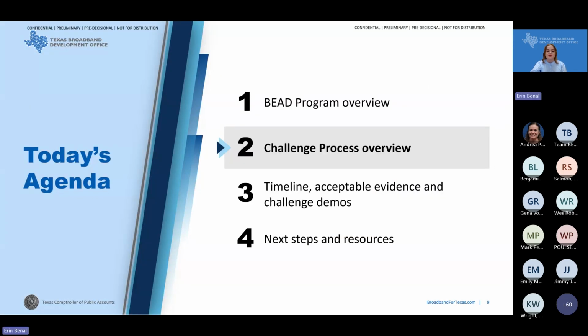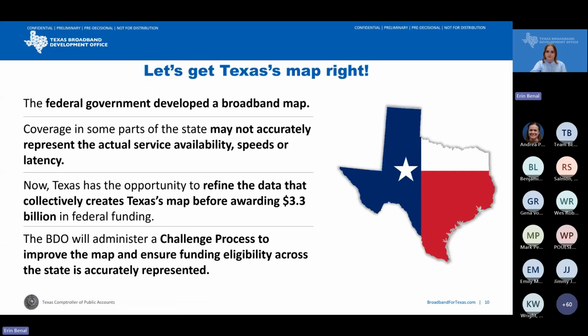So now that we've gone over some basics of the BEAD program, let's dive a little bit more into an overview of the challenge process. Before we dive into the specifics of the BEAD challenge process, let us provide some background about why this process is necessary. The Broadband Development Office uses the Federal Communication Commission's, or FCC's, National Broadband Map to gain a better understanding of the service availability in the state. Industry stakeholders provide their service data to the FCC to assist in this process.